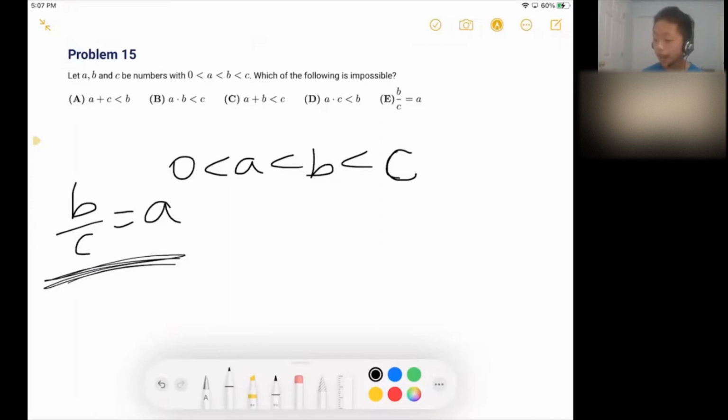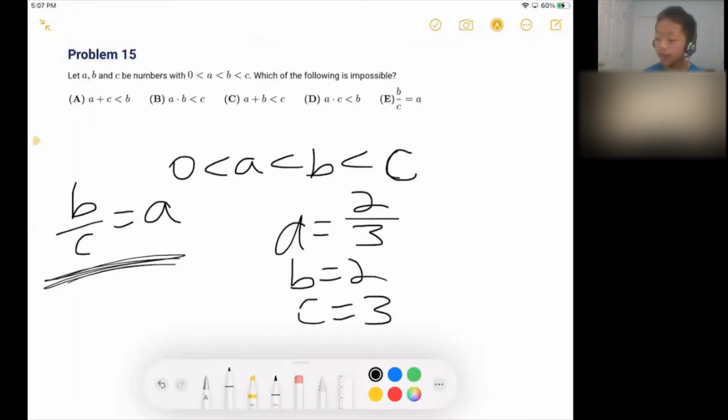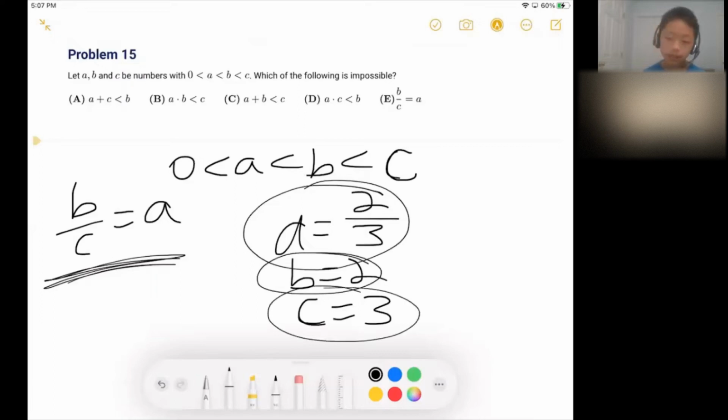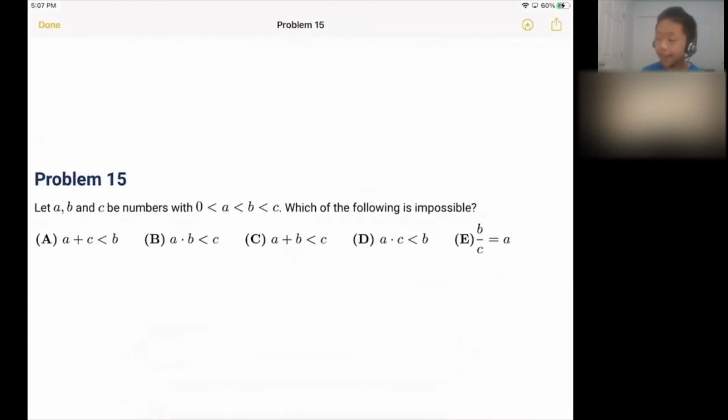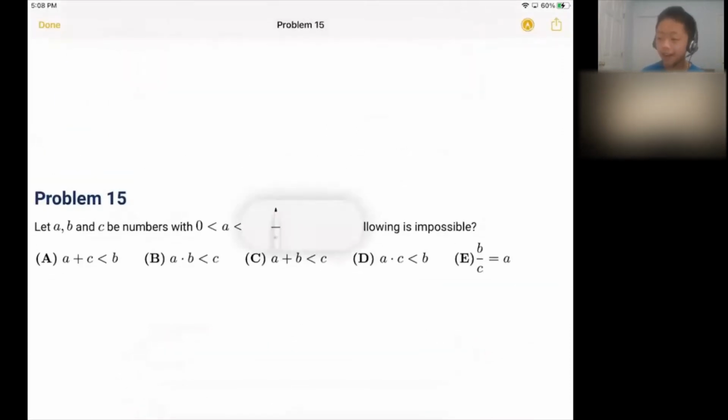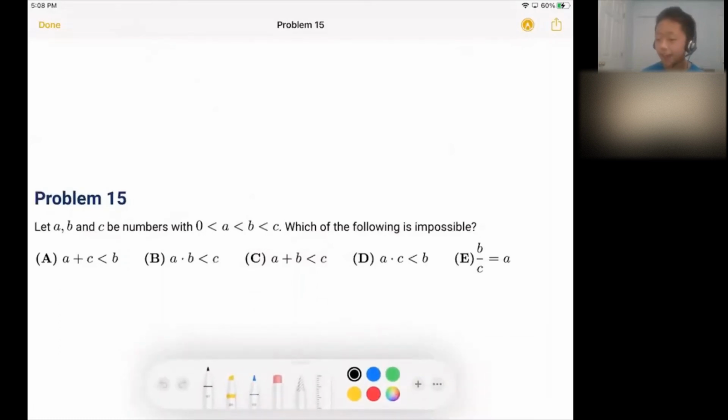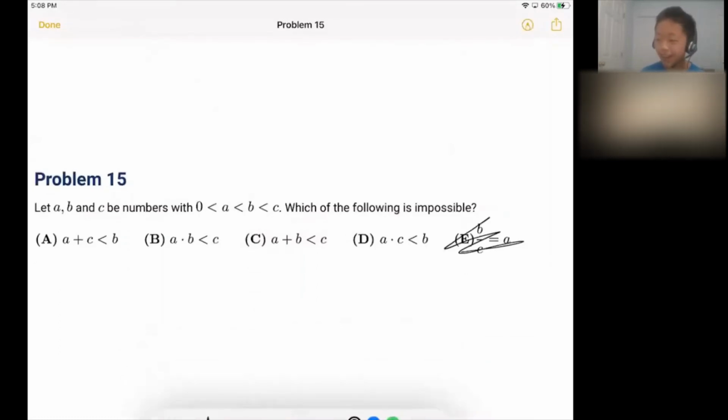I can let A equal 2 over 3, B equal 2, C equal 3. This is perfectly valid. 0 is less than 2/3, less than 2, less than 3. That's allowed. And A is 2/3, which is equal to B divided by C. So clearly choice E is possible. B over C could equal A. So when you're actually taking the test, you can cross it out, or do something that indicates that can't be the answer.